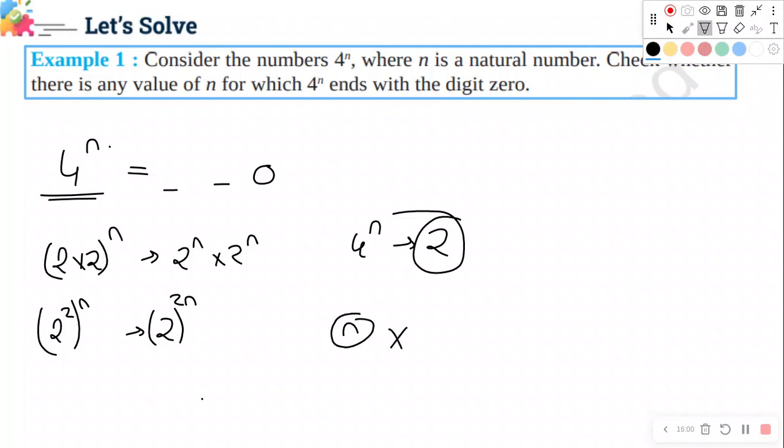You can check, 4 raised to 2, what will you get? 4 into 4, 16. You will never get a 0, because the prime factorization contains only 2. If 5 was also there, then we could check it.